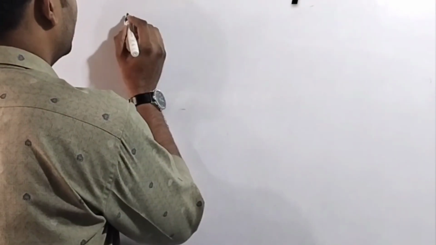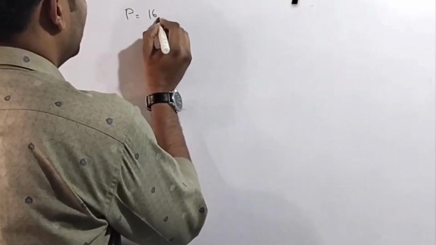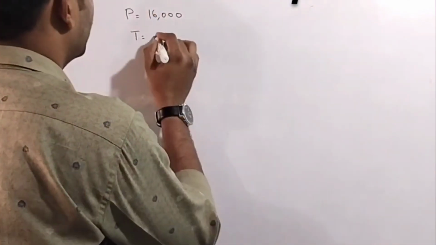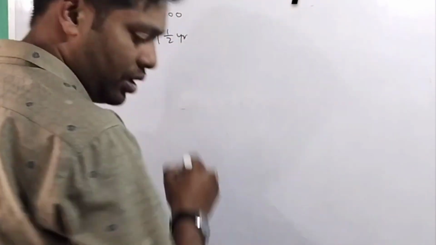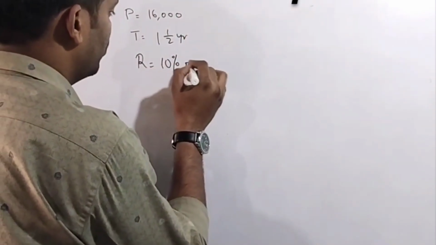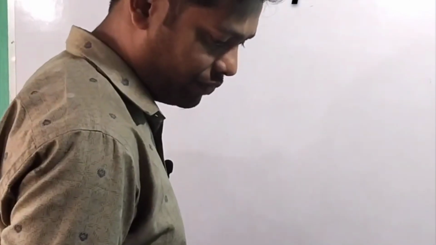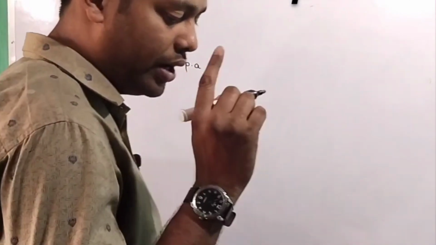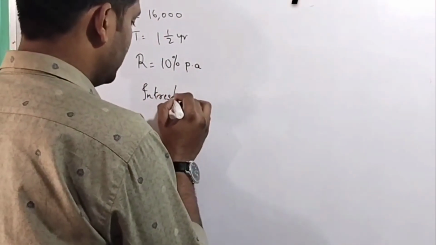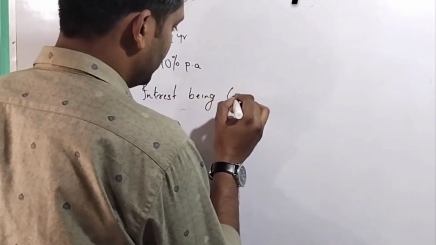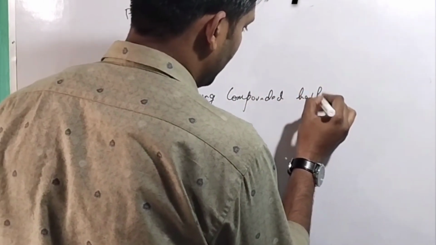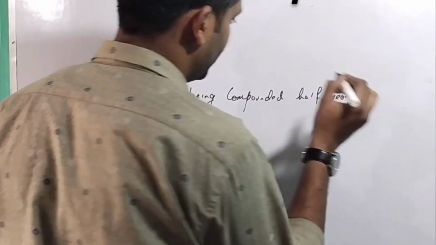So for example, the first question is, the principal is 16,000, and the time they gave you is 1 by 2 years, at 10% per annum. So the rate of interest is 10% per annum. You know what per annum means? Per annum means per year, for 1 year. They are saying the interest is being compounded half yearly. Now what do you mean by this?